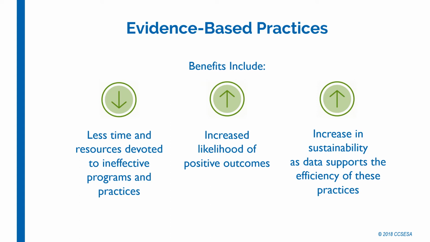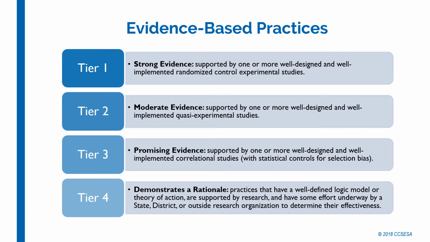Regulatory guidance using evidence to strengthen education through the U.S. Department of Education cites 4 tiers of evidence as follows. Tier 1, strong evidence, supported by one or more well-designed and well-implemented randomized control experimental studies. Tier 2, moderate evidence, supported by one or more well-designed and well-implemented quasi-experimental studies.